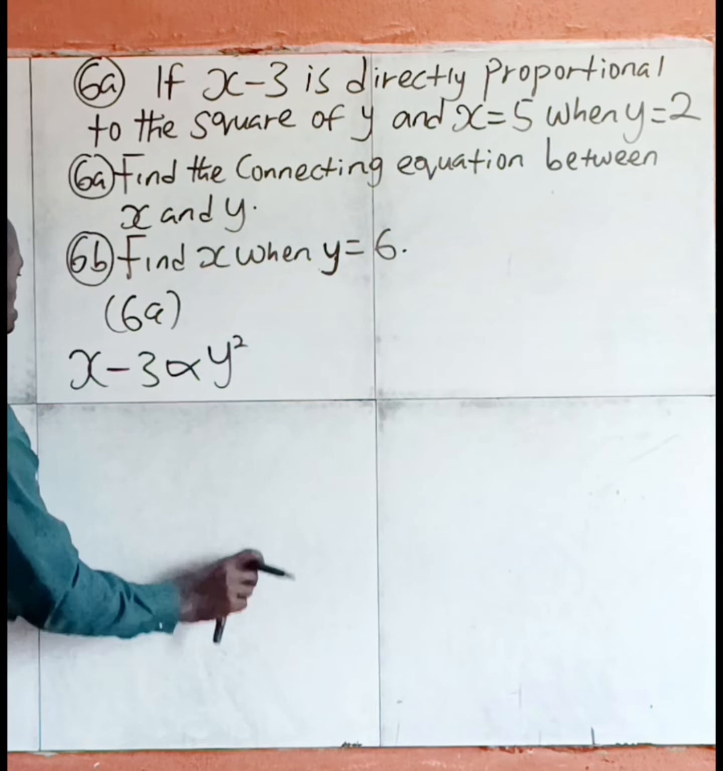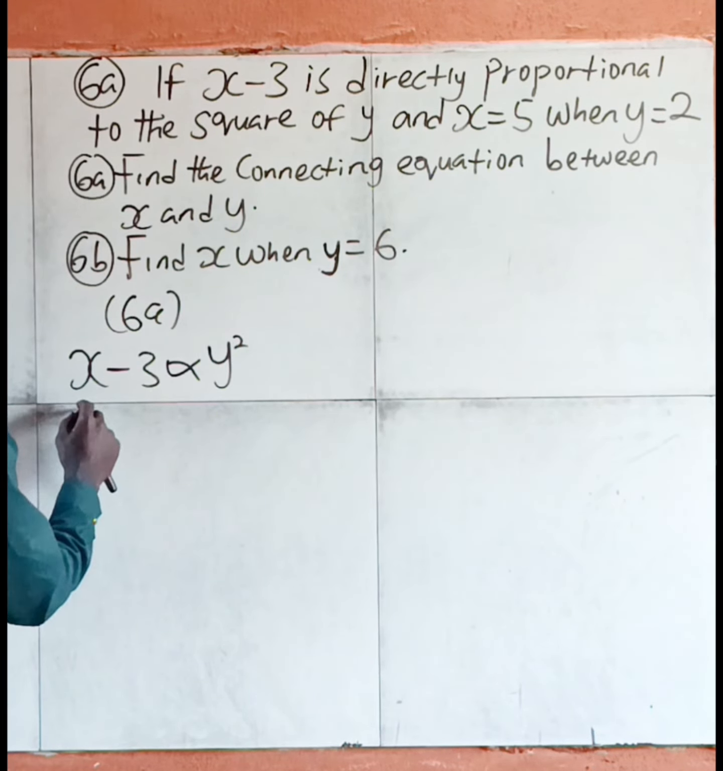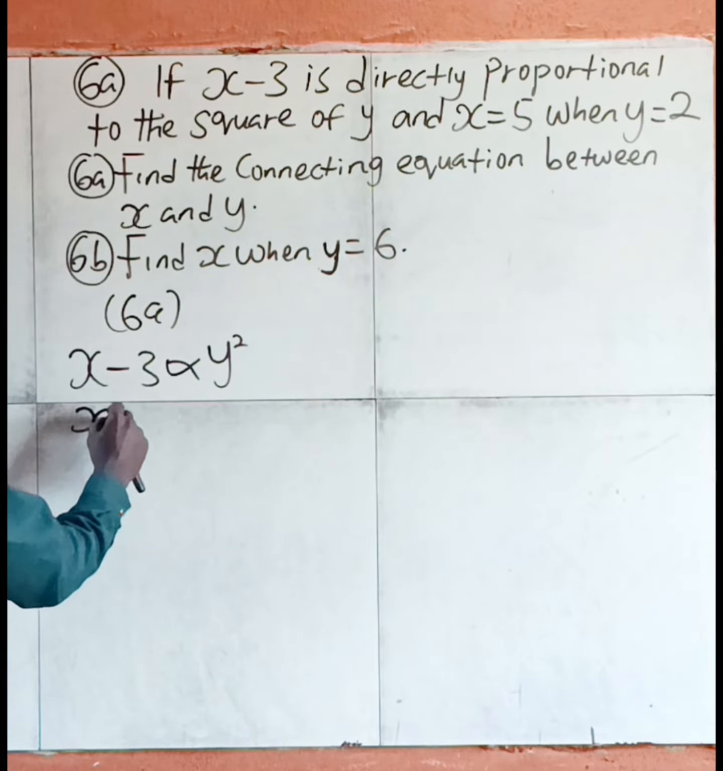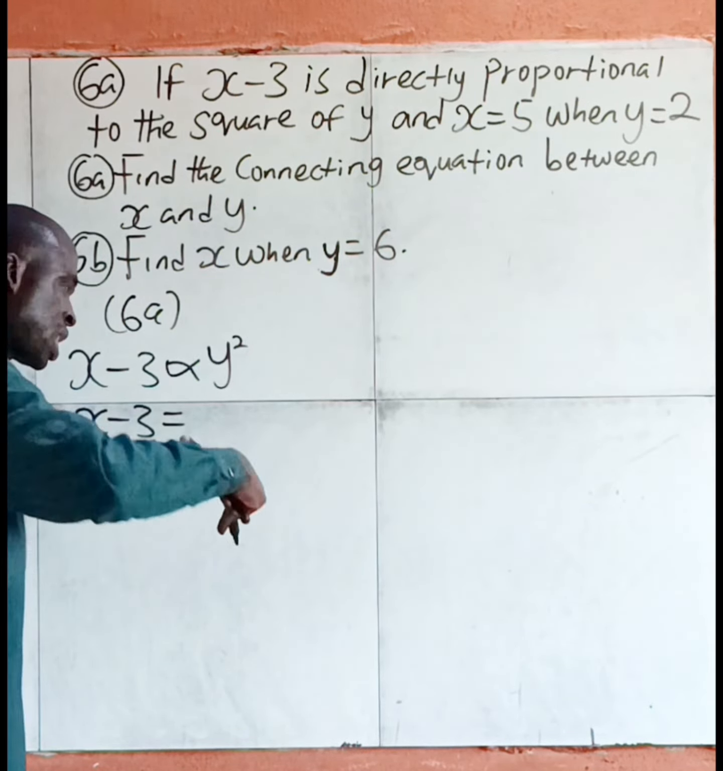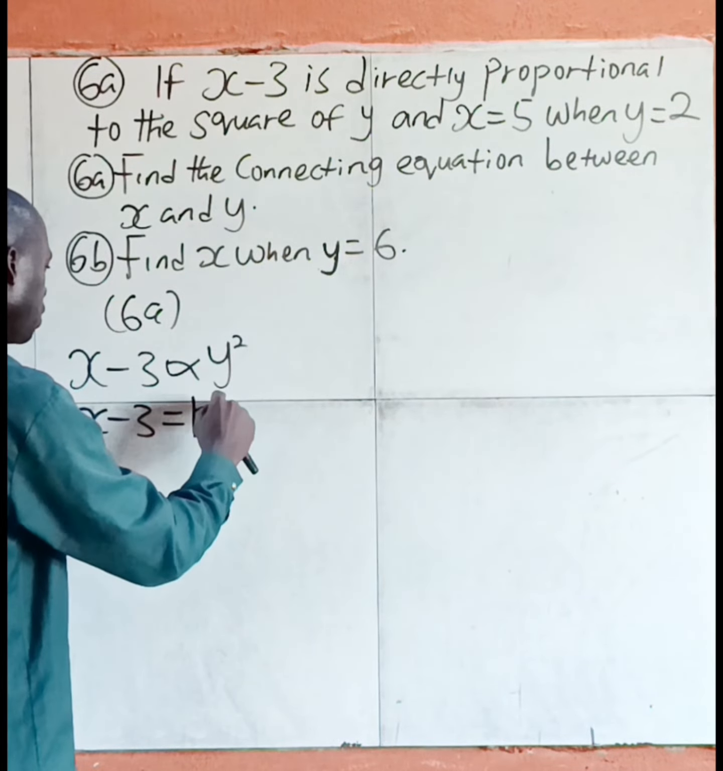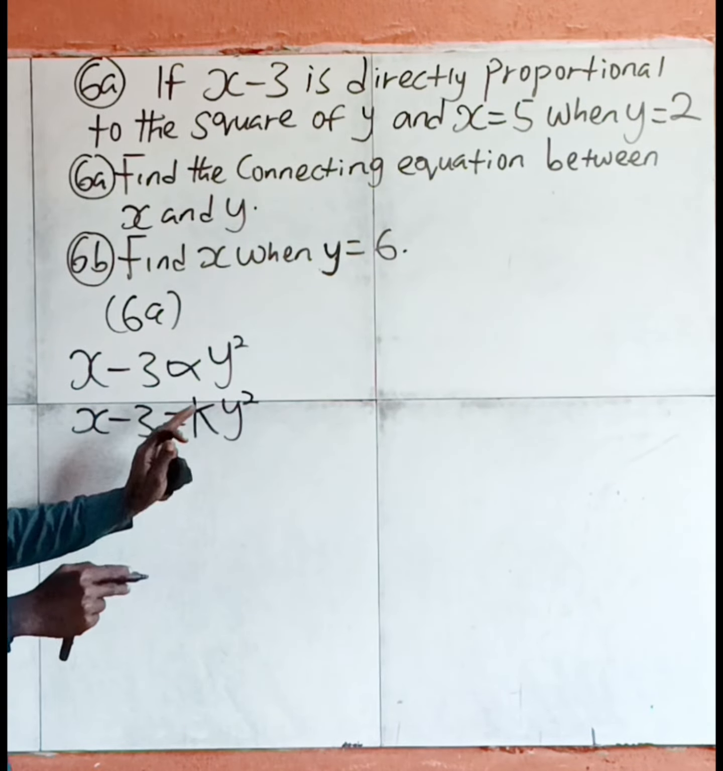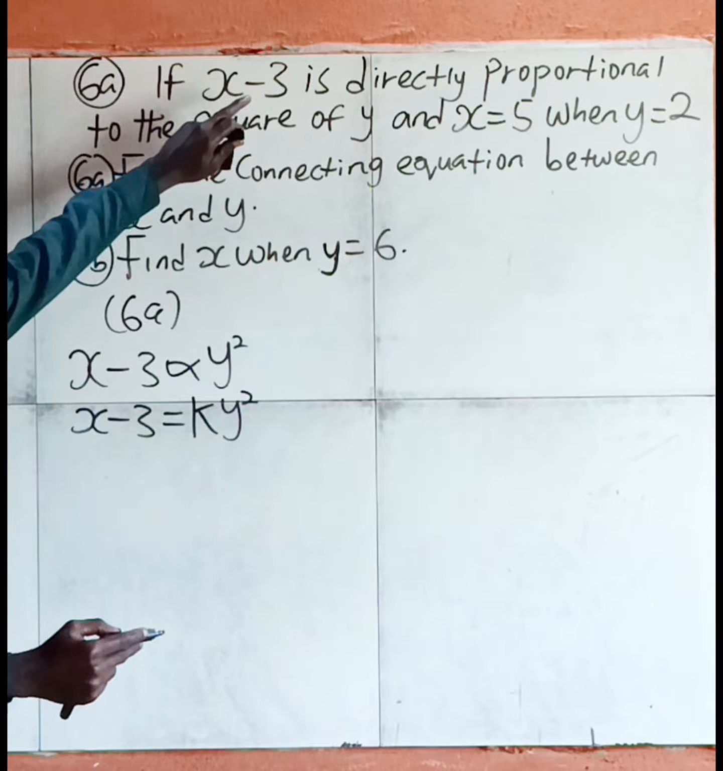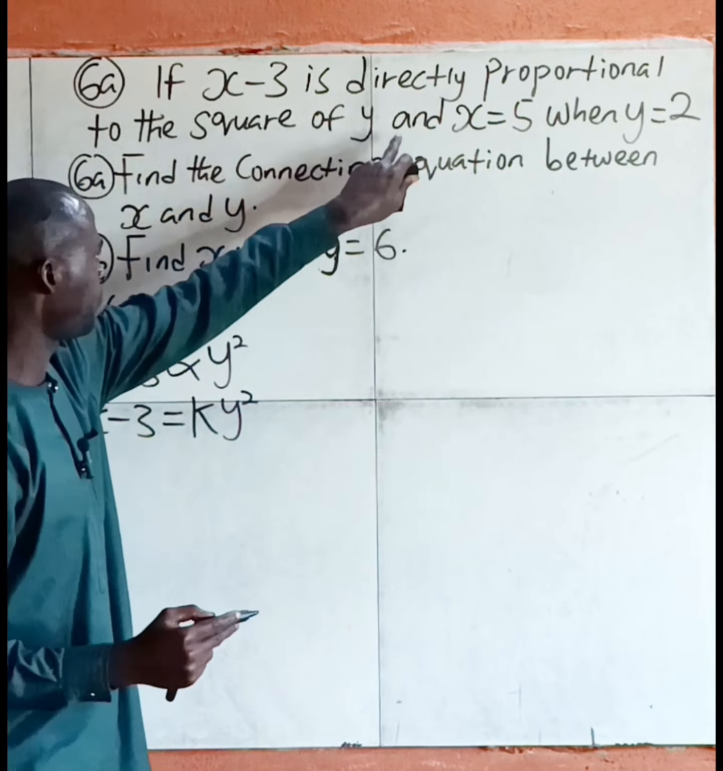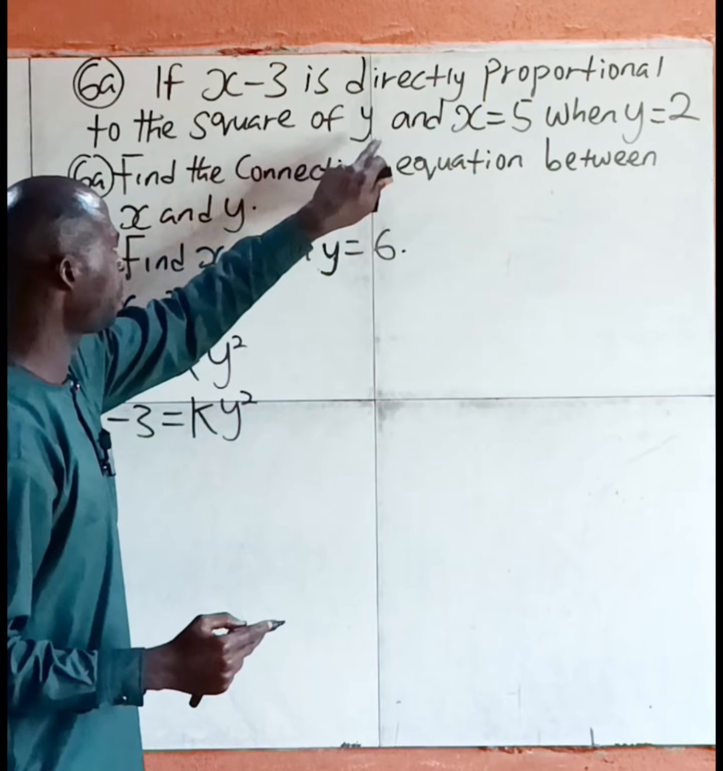So the next thing you're simply going to do from this angle, you come here and say x minus 3, change this symbol to an equal to sign, and introduce a constant k. So you can see for yourself, this is what we are clearly having. And this is the formula we're going to use all through.